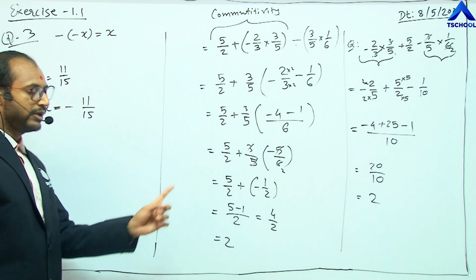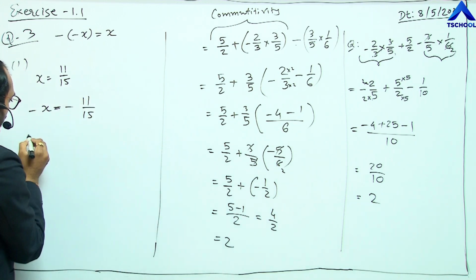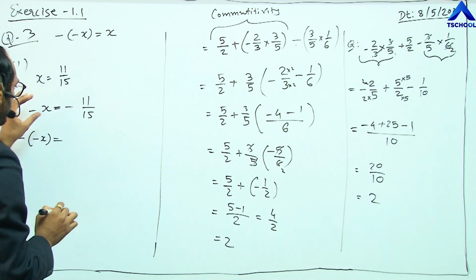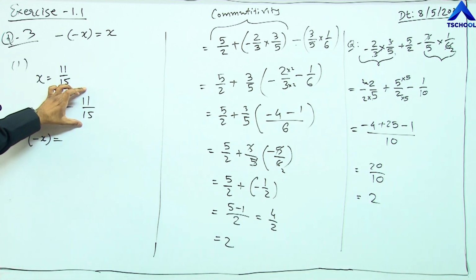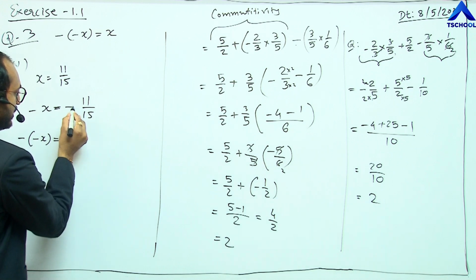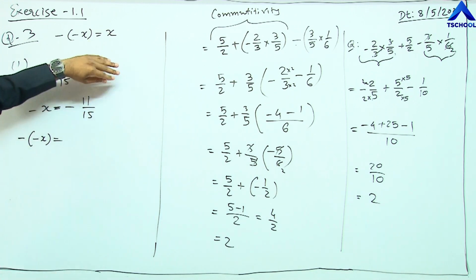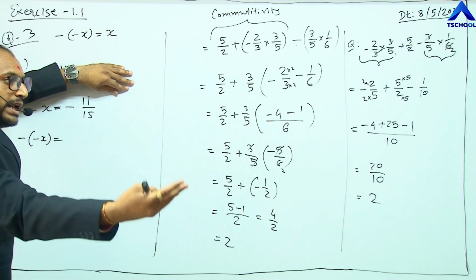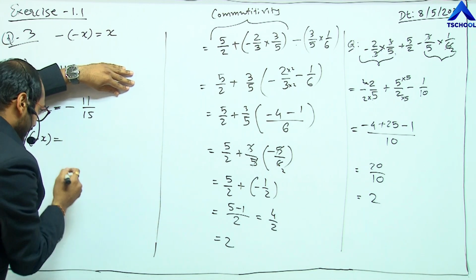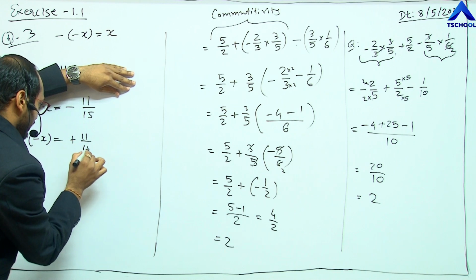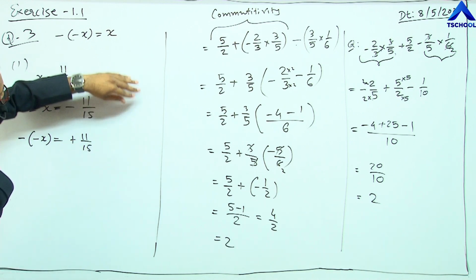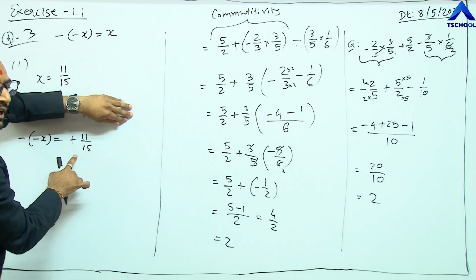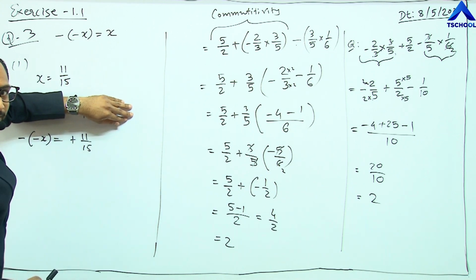Clear? Negative of given number is this. And now let me do the negative of the negative number. That means inverse of this number. Forget this number and see this only. What is the negative of this number? Plus 11 by 15. Now compare these two. The given number and obtained number is same.